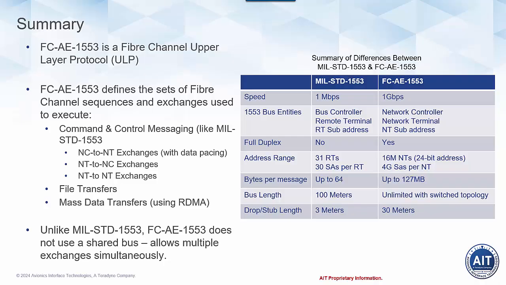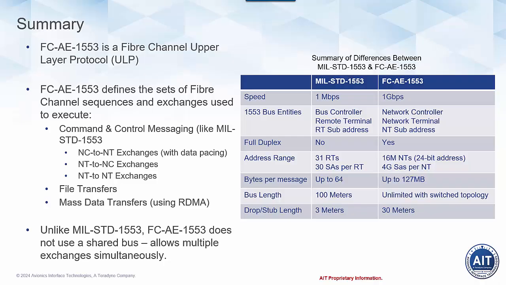As you can see, you can do really large mass data transfers with the RDMA capabilities that are available with FC-AE-1553, and you can also see how you can do file transfers with the really large amounts of data and the data pacing that's available in there. And unlike 1553, FC-AE-1553 does not use a shared bus. So all these exchanges that I showed you can also be executed simultaneously on the network.